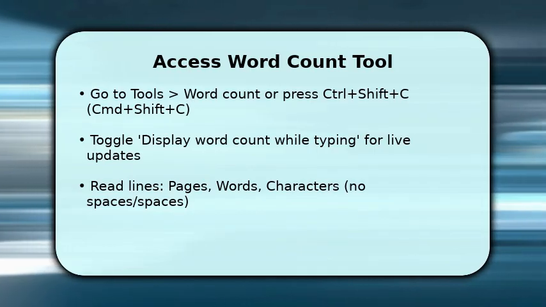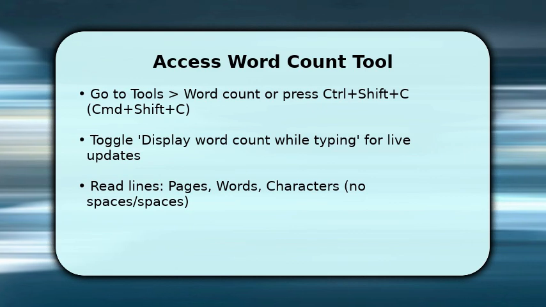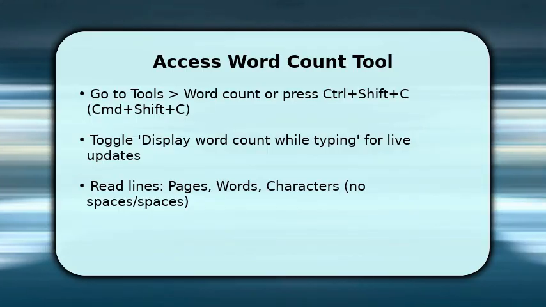If you want continuous feedback, toggle Display Word Count while typing so a small counter appears in the bottom left. Make sure you understand which metric you need for your requirement. Publishers often request characters or words specifically.